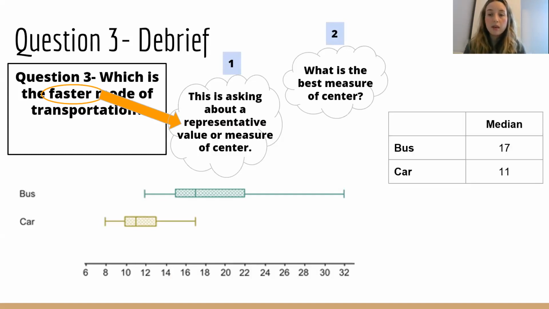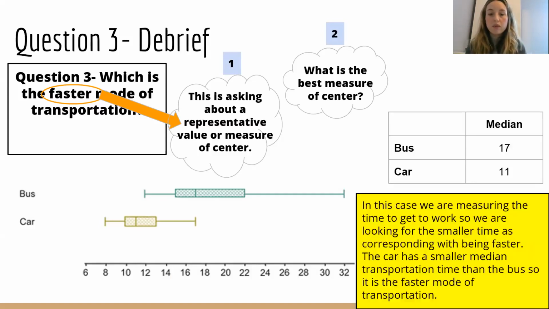For the bus, the median value was 17, but for the car, it was 11 minutes. This allows me to now synthesize my response. In this case, we're measuring the time to get to work, so we're looking for the smaller time as corresponding with being faster. The car has a smaller median transportation time than the bus, so it is the faster mode of transportation.